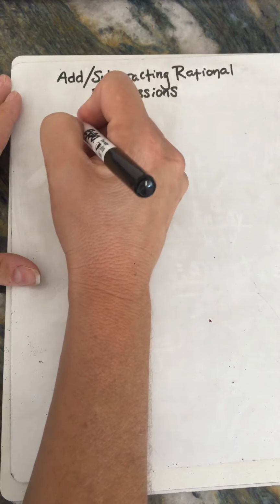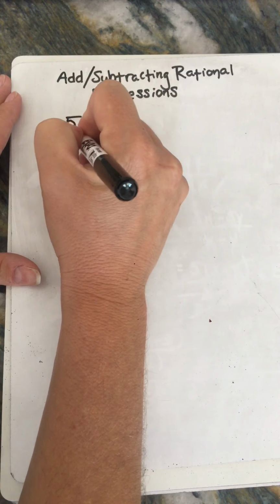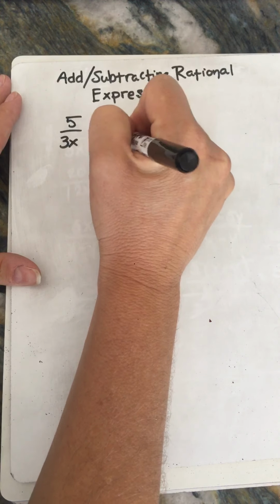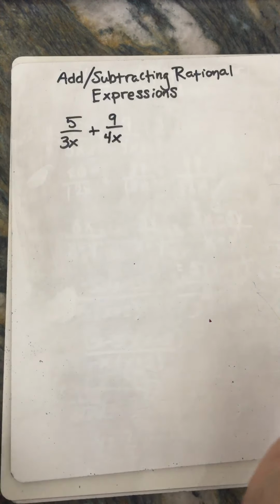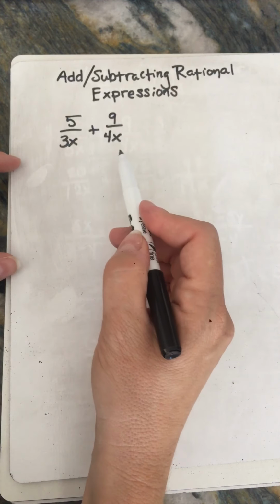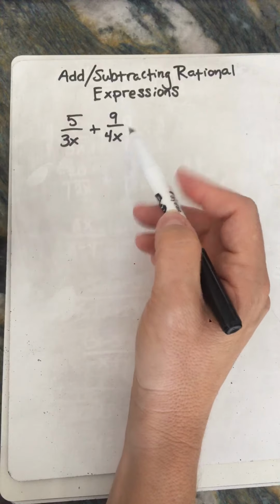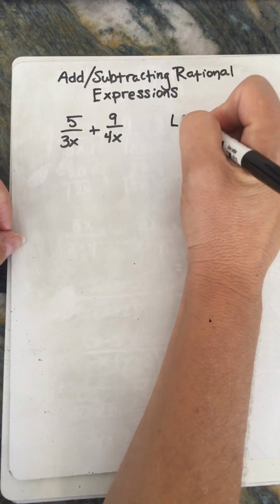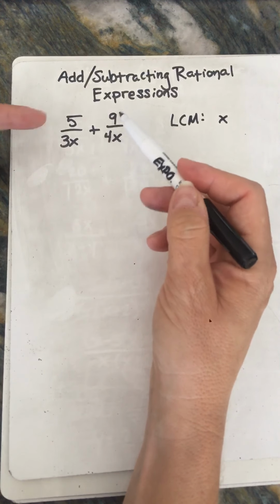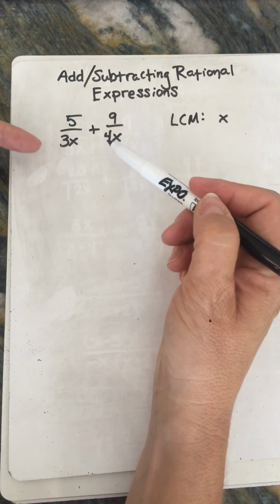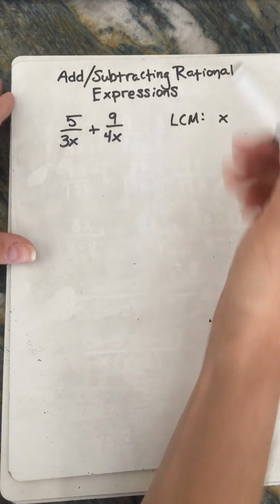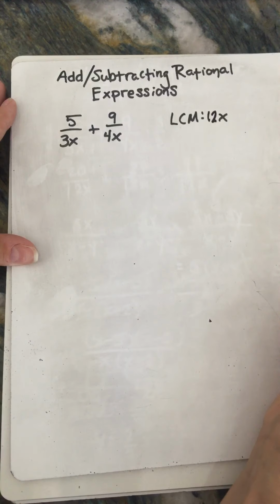Let's start off with just using a monomial in the denominator. So 5 over 3x plus 9 over 4x. And so we're adding with monomials in the denominator. We need to find the lowest common denominator here. So they both have an x, so we definitely would need an x. So our LCM will have an x. And now imagine that it's like 5/3 plus 9/4. So we're dealing with the numbers. So the LCM of 3 and 4 would be 12. So 12x would be our LCM.